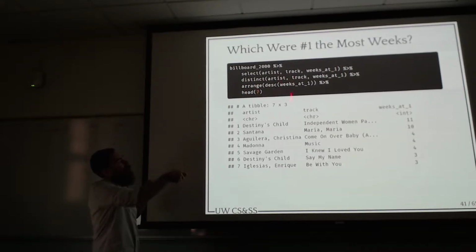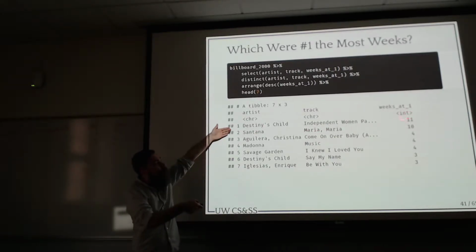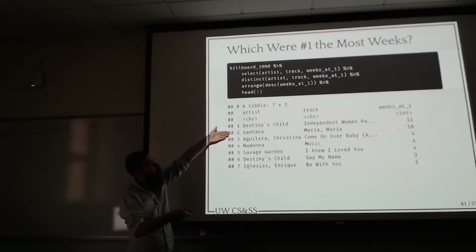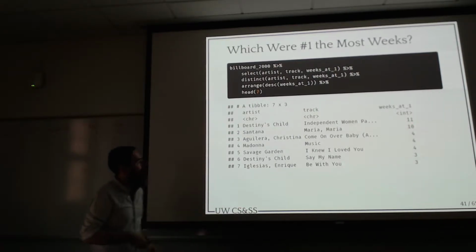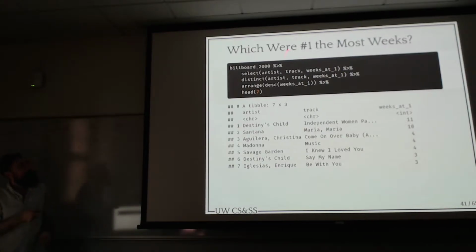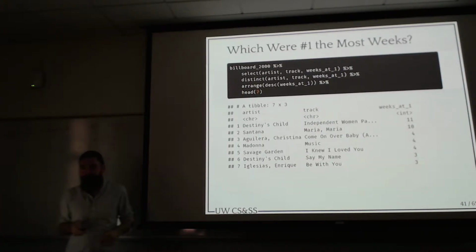Then I arrange descending by weeks at 1. I got the first 7 songs. So we see this Destiny's Child song spent 11 weeks at number 1. Santana here at 10. My boy Enrique managed to make it up to 3 here. Not doing too bad. So, a useful question we might want to answer based on our data we've assembled.